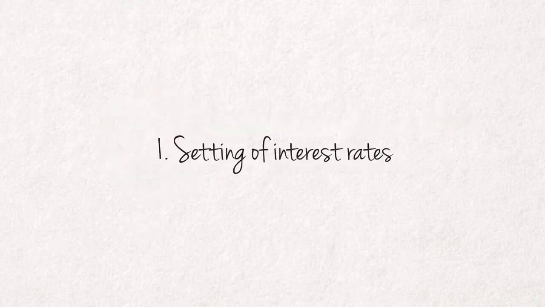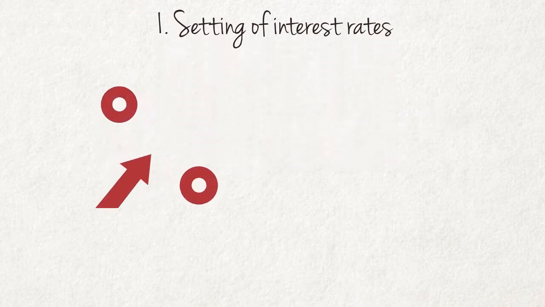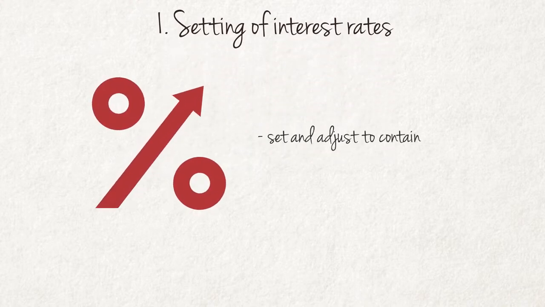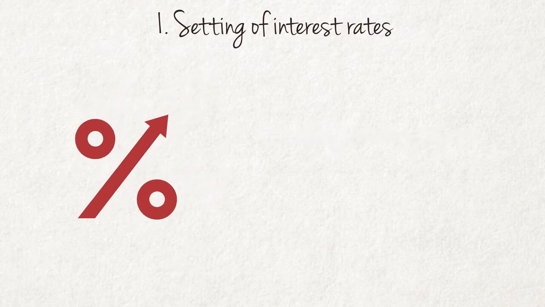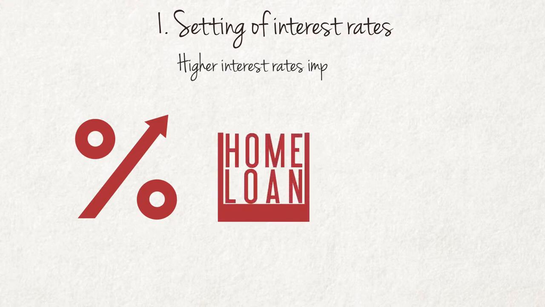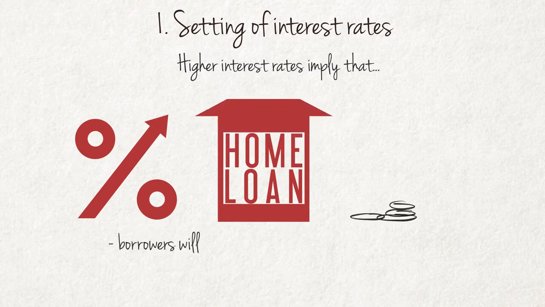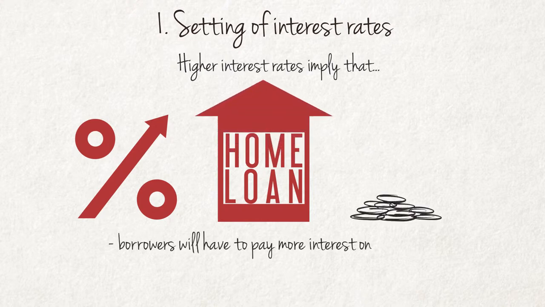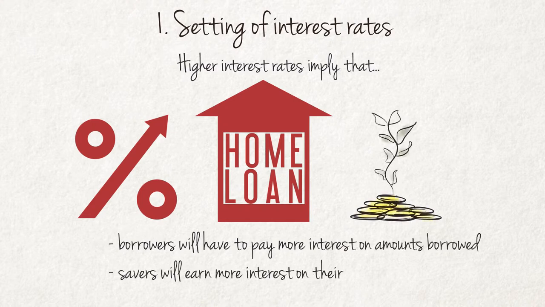Setting of interest rates. Interest rates in South Africa are set and adjusted to contain inflation. If the expectation is that inflation will increase, the central bank will increase interest rates to contain higher expected inflation. Higher interest rates imply that borrowers will have to pay more interest on amounts borrowed, but at the same time, savers will also earn more interest on their savings.